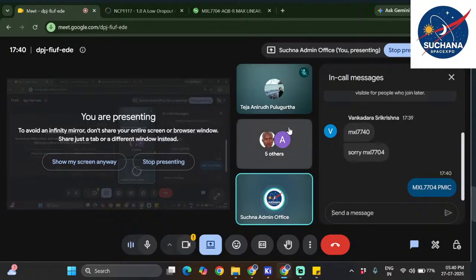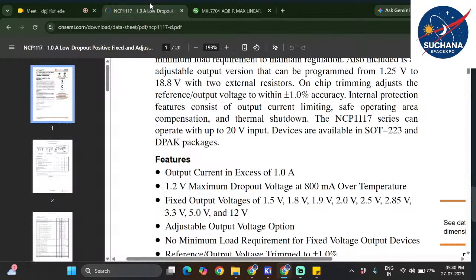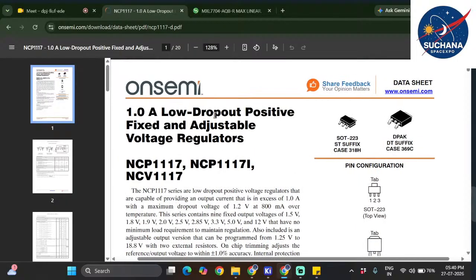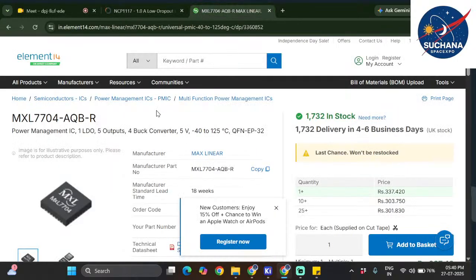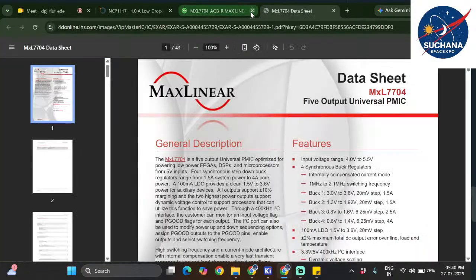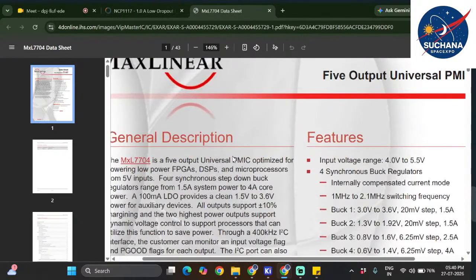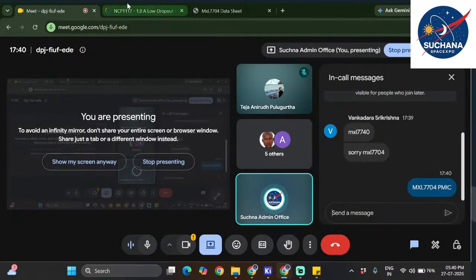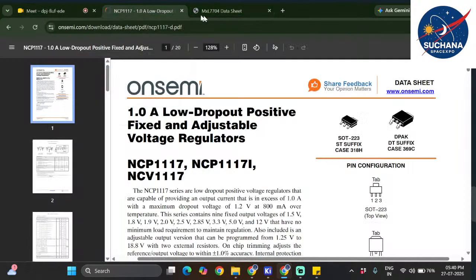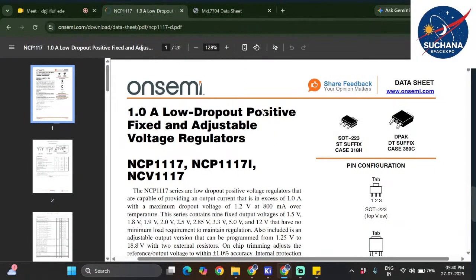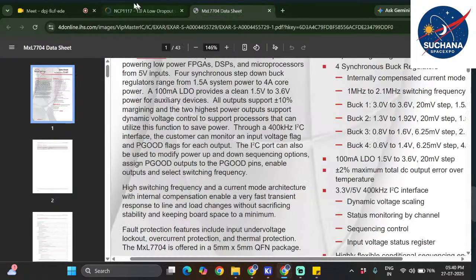Okay. So what is the difference between NCP 1117 IC and MXL 7704? So this is NCP 1117 IC, and this is the data sheet of it. Let me also open the documentation or data sheet for the other one. Yeah, Max Linear. Now all I need is the basic difference between these two ICs. See, this is used in a few of the Raspberry modules and this is also used in a few of the Raspberry modules. So what is the difference between these two?